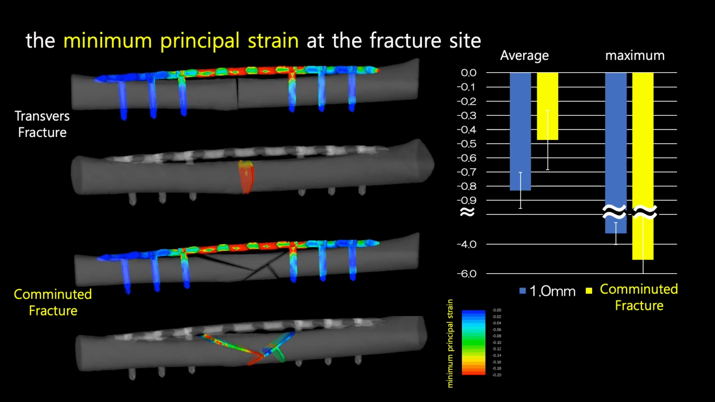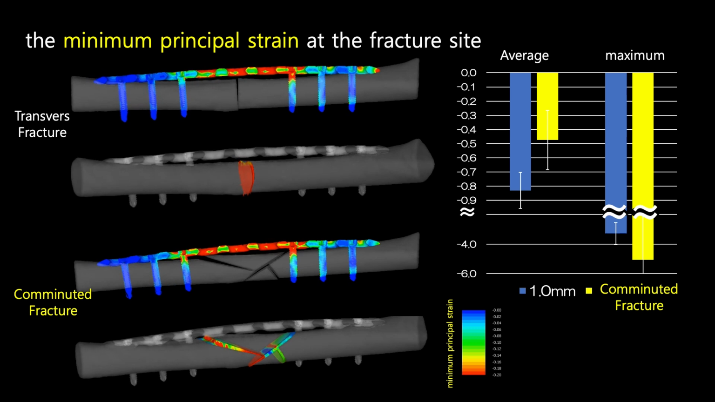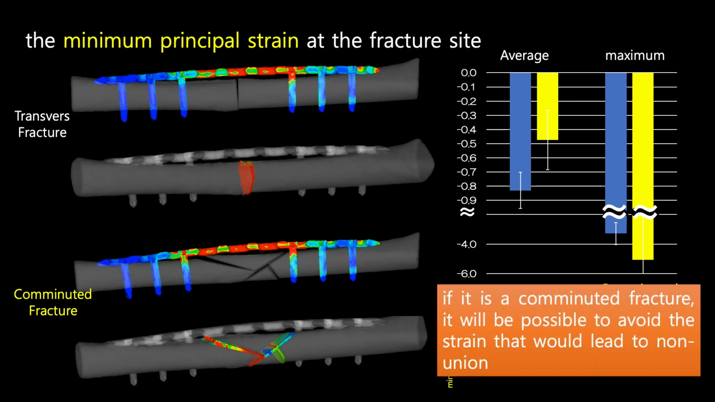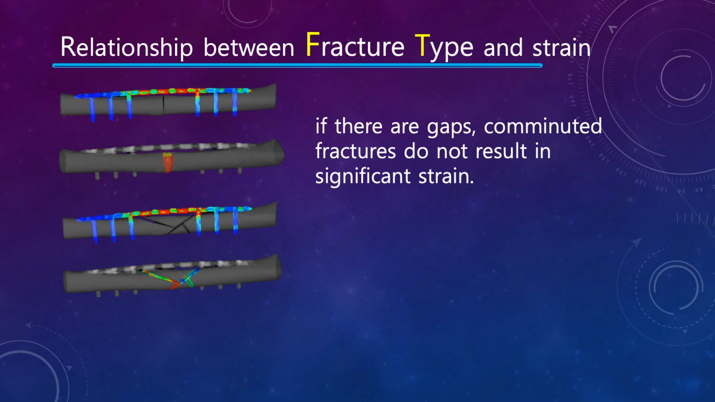On the other hand, it has been found that the strain occurring between the bone fragments is reduced by about half in the comminuted fracture model. From this, it can be expected that in a comminuted fracture, it will be possible to avoid the strain that would lead to non-union. This means that even if there are gaps, comminuted fractures do not result in significant strain.